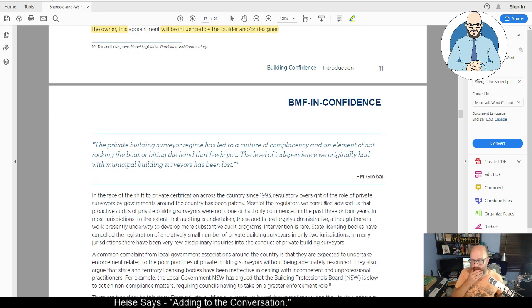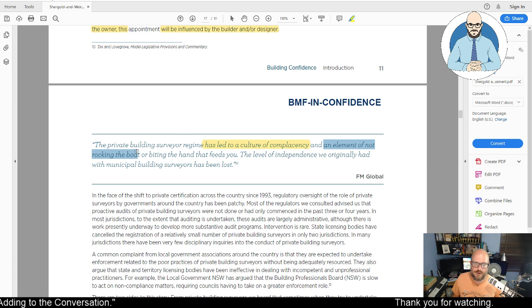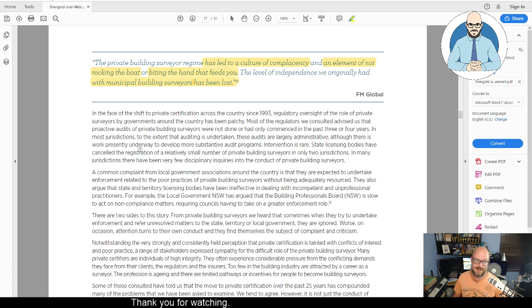This is a quote from FM Global. The private building surveyor regime has led to a culture of complacency and an element of not rocking the boat or biting the hand that feeds you. The level of independence we originally had with municipal building surveyors has been lost. There you go. I'm not the only one saying it.